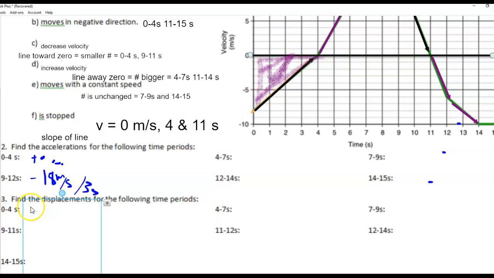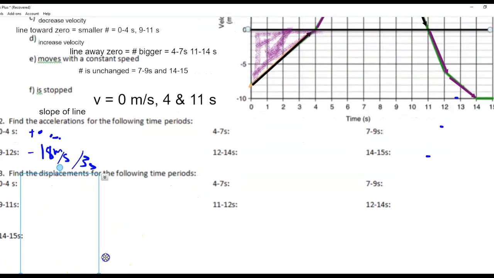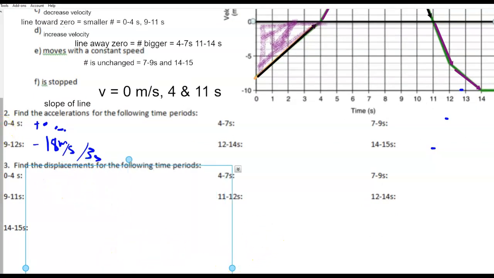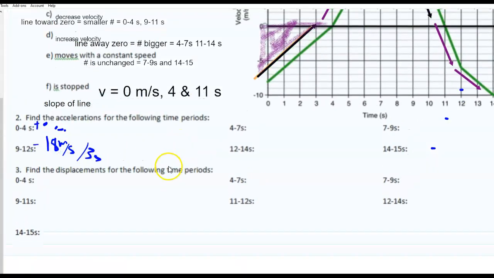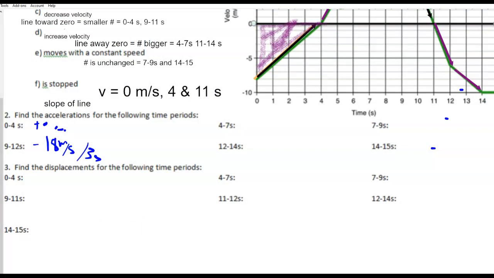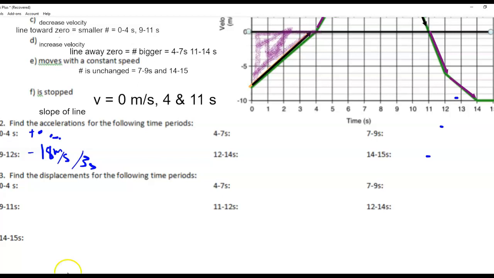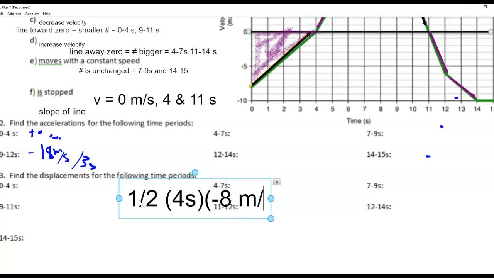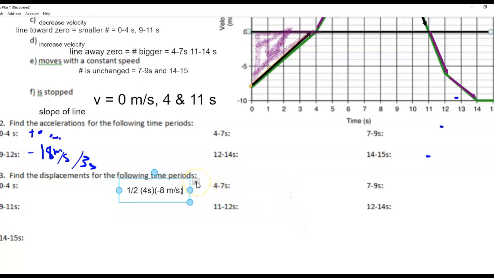For a triangle, I'm going to type to make it a little cleaner to see. The dimensions of that triangle would be 1/2, the base is 4 seconds, and the height is negative 8 meters per second. And let me shrink that so it fits a little bit better. So if I do that math, 1/2 of 4 is 2. 2 times negative 8 is negative 16 meters. So that is your answer for the first one.